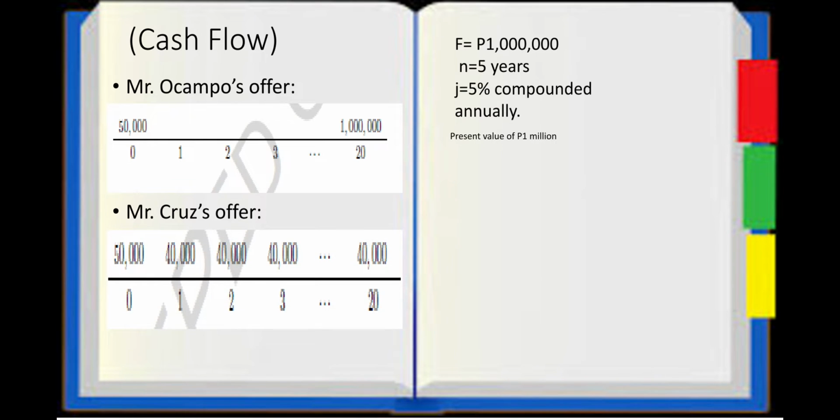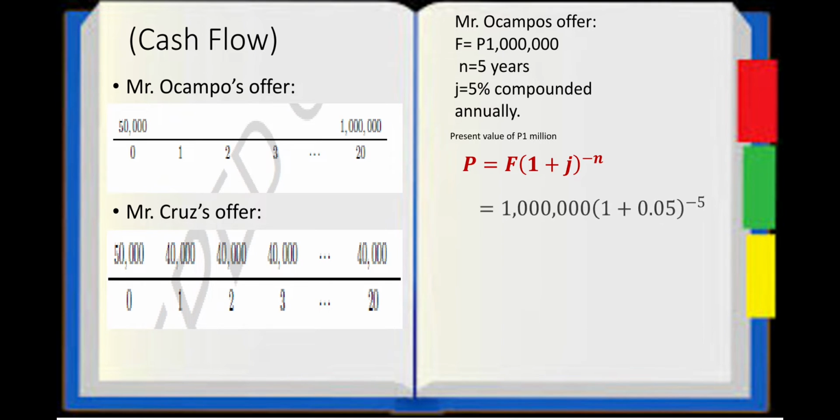And for Mr. Cruz, 50,000 down payment, and you're going to give 40,000 quarterly, so that is 20 payments of 40,000 each quarter. So we have here for Mr. Ocampo's offer, the future value is 1 million, n is 5 years, and j is 5% compounded annually. So we're going to find the present value of 1 million. To find the present value, it is the future value times (1 plus j) raised to negative n, wherein the future value is 1 million pesos, and j is 0.05 raised to the value of n, which is 5 years, is negative 5.